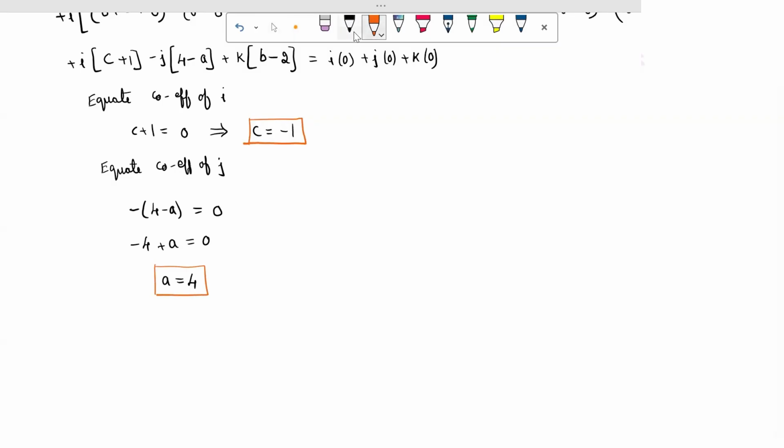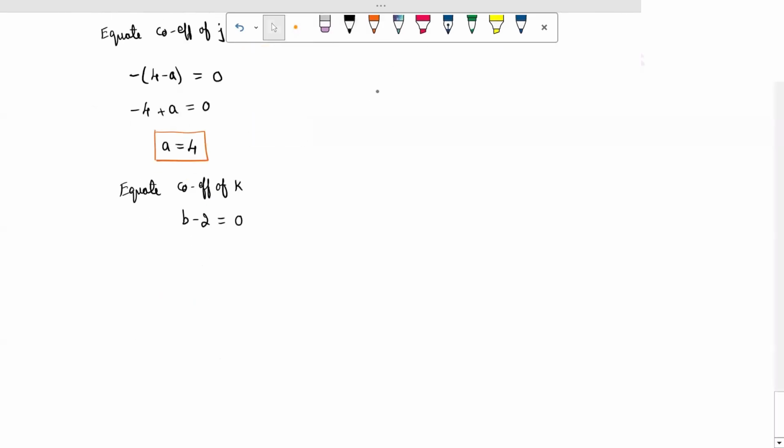Then further you can equate the coefficient of k. So what is the coefficient of k over here? B minus 2. So b minus 2 is equals to, right hand side coefficient of k is 0. Further, if you try to simplify, b will be equals to, so when minus 2 goes on the right hand side, it becomes plus 2. So therefore, the value of b will be equals to 2.